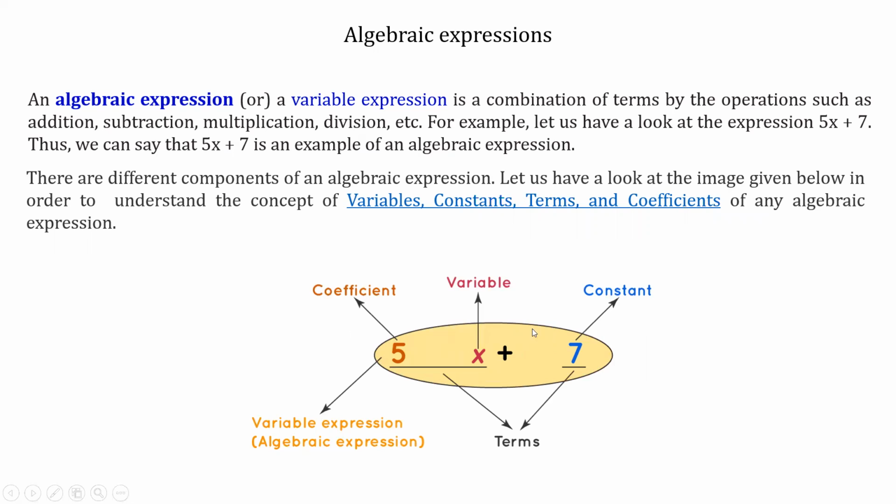So we consider this algebraic expression, and these are the terms of the algebraic expression. If we look more closely, 5 is the coefficient, x is the variable of the algebraic expression, and 7 is the constant. Any algebraic expression consists of coefficients, variables, or constants.